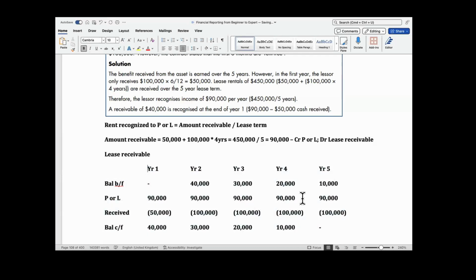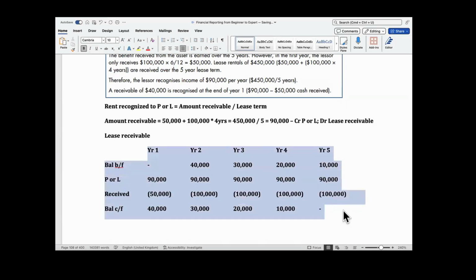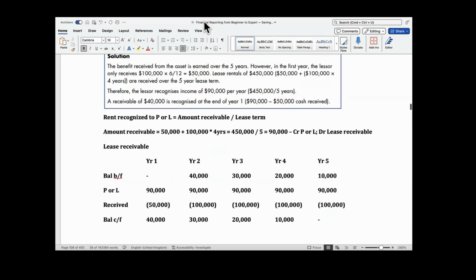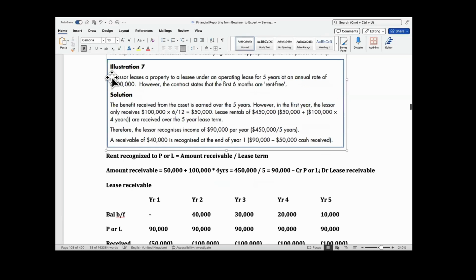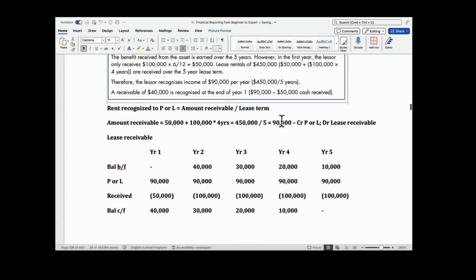But if the examiner asks you to do this, they will definitely specify. I'm seeing a question like this as part of your published question, probably in question one. They will just put this kind of question as additional information. So you recognize 90,000 to P&L every year, while not forgetting that what you receive is not the same thing as what you have recognized. There will be a balance of 40,000.